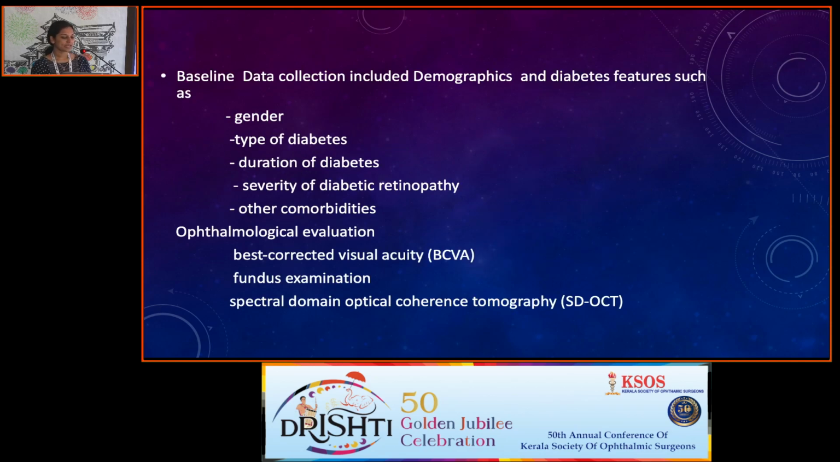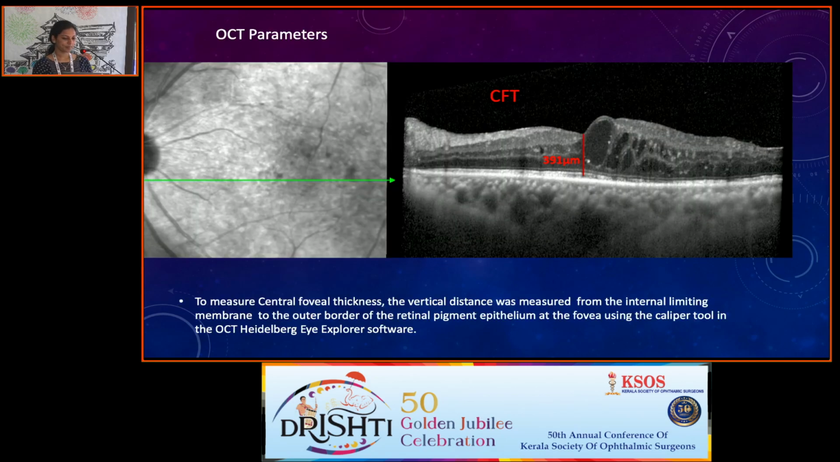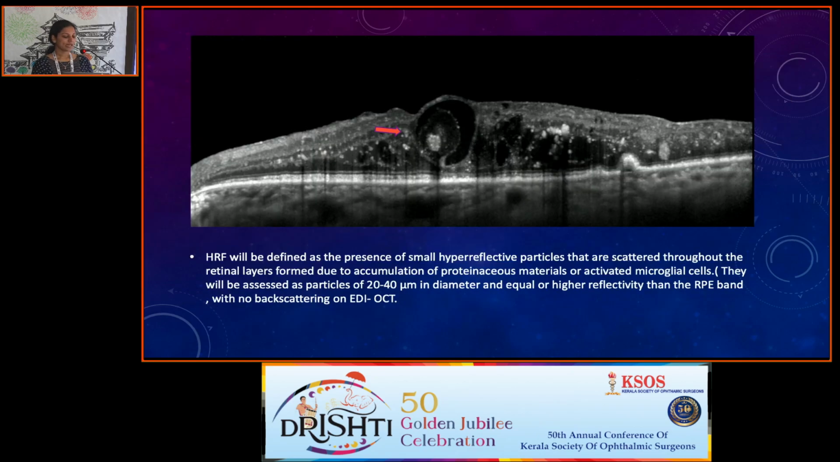Baseline data collection included gender, type of diabetes, duration of diabetes, severity, other comorbidities, and ophthalmological examination like best corrected visual acuity, fundus examination, and spectral domain OCT. And these are the OCT parameters. Central foveal thickness is the vertical distance from internal limiting membrane to outer border of the RPE using the caliper tool in OCT Heidelberg. And hyperreflective foci is defined as the presence of small hyperreflective particles scattered throughout the retinal layers due to accumulation of proteinaceous material or activated microglial cells.